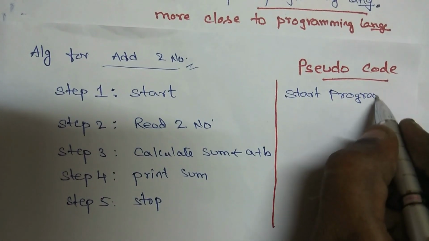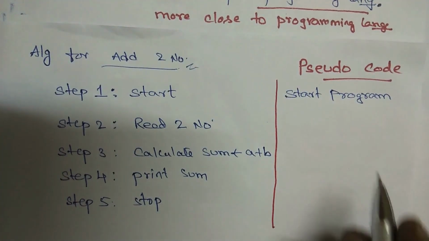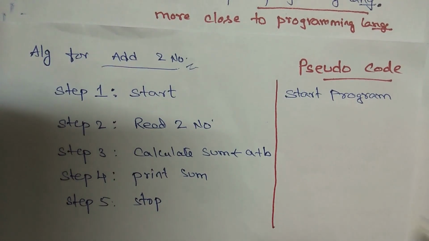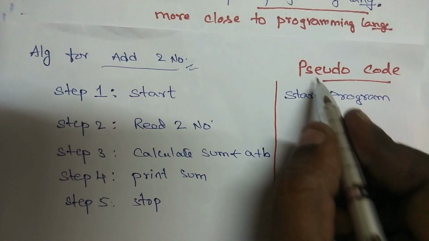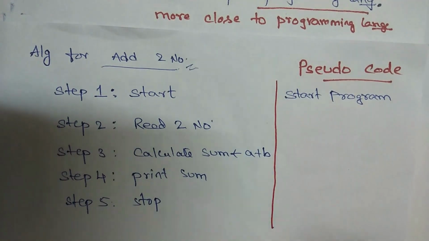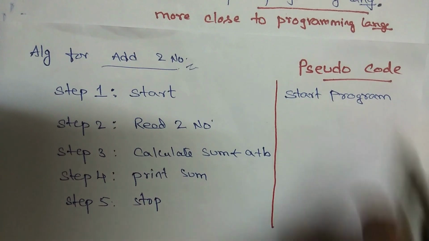What is meant by pseudocode? The pseudocode is nothing but closely related to the programming language. The pseudocode you write is close to the program as you would write it in any language. Okay. The first step is to start the program.